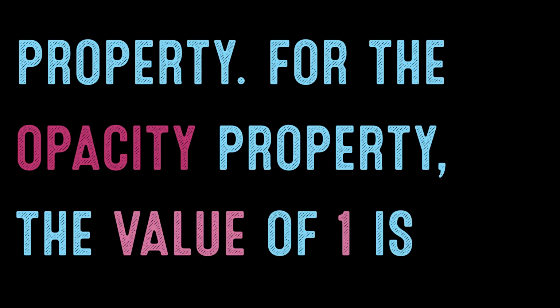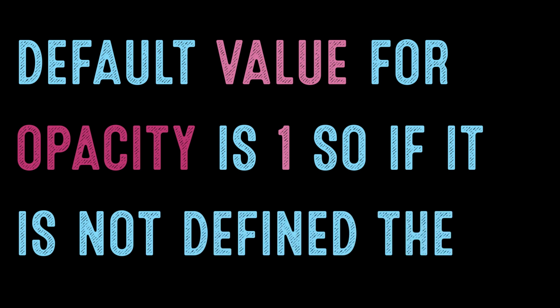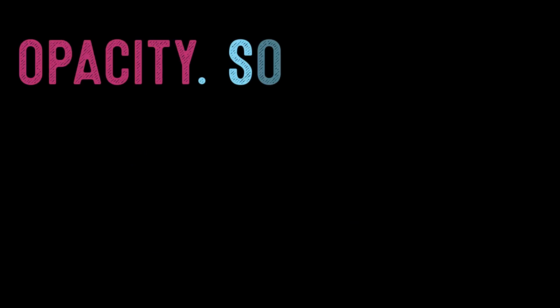For the opacity property, the value of 1 is full opacity and the value of 0 is full transparency. The default value for opacity is 1. So if it is not defined, the browser assumes you want the color displayed at full opacity.